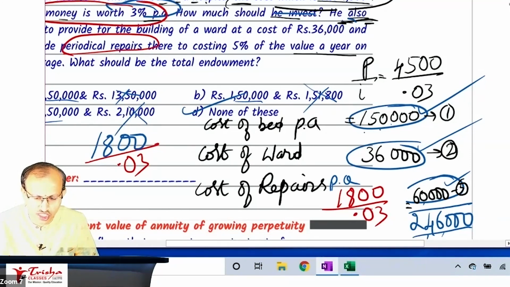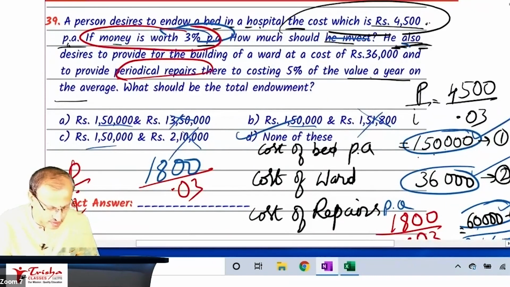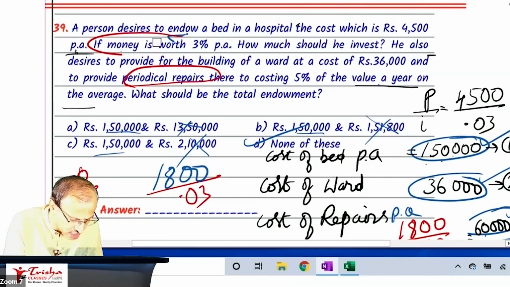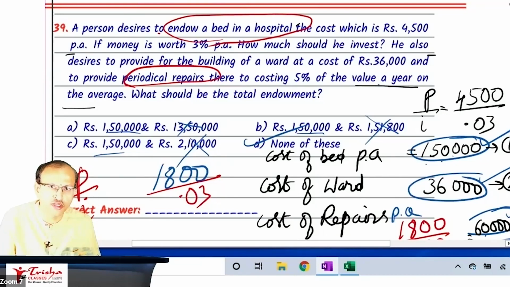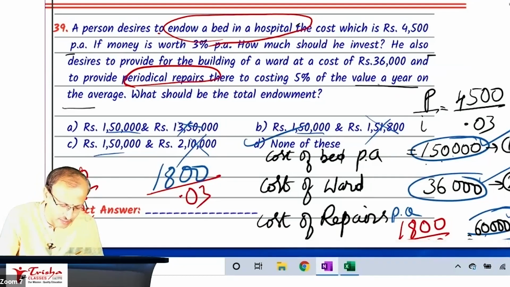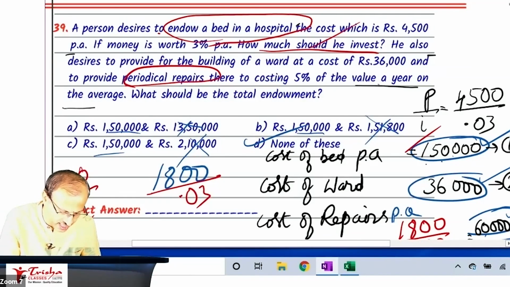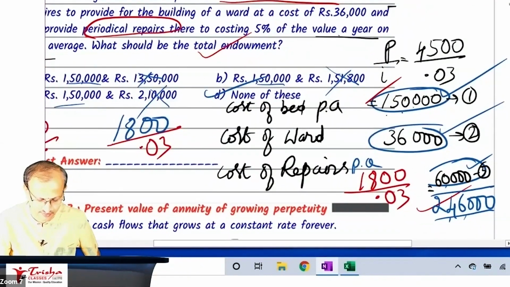Tanish Uchil, what is that 1,50,000? There are two questions in this, Tanish. The first question they are asking is, what should he invest to endow a bed, in order to pay the cost of the bed, meaning the patient bill? That amount is 1,50,000. First answer is here. Second answer, total value should be 2,46,000. So two questions are there, so you should have two answers.